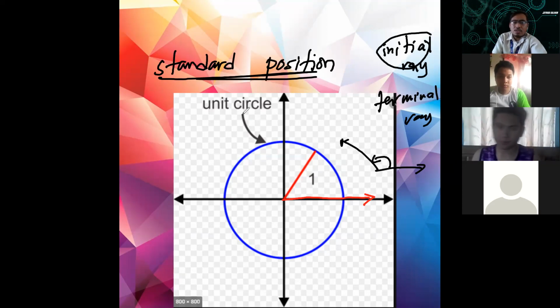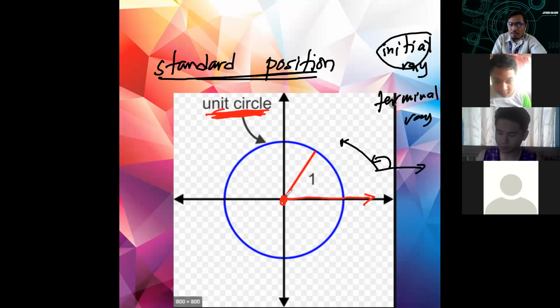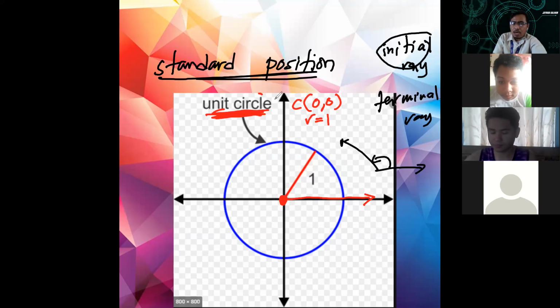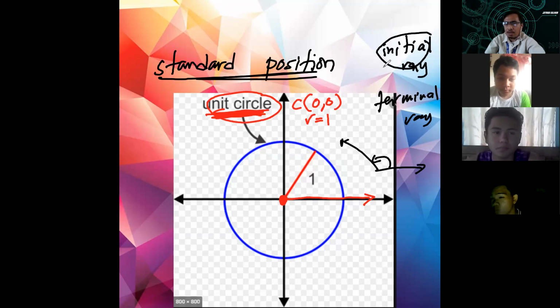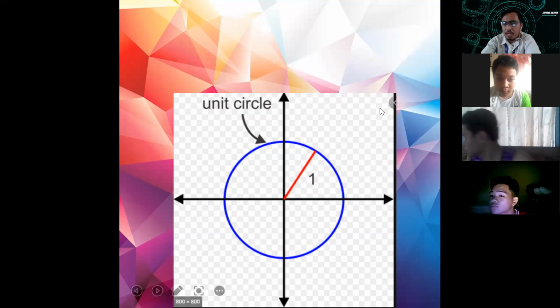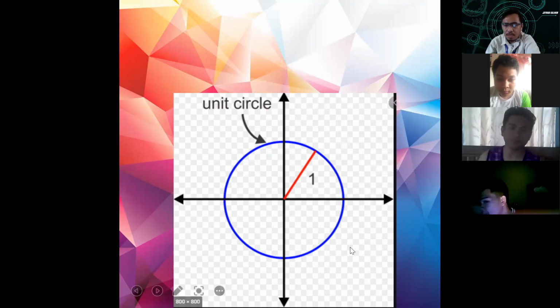What is a unit circle? A unit circle is a circle wherein the radius is 1 unit and the center is at the origin. If the center is at the origin, or at 0, 0, and the radius is 1, then that is called a unit circle. Okay? And we will be using these 2 ideas later. Okay? Any questions so far before we go? Any questions? None? None, sir.